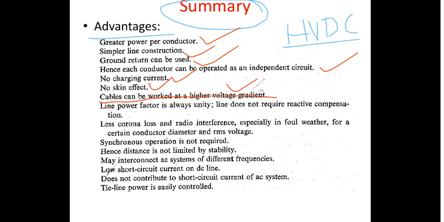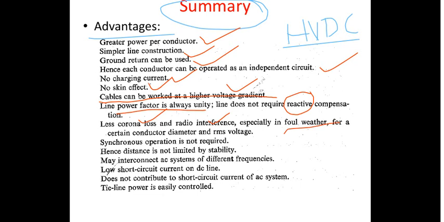Less corona loss, less radio interference, especially in foul weather for a certain conductor diameter and RMS voltage, right? Whenever the weather conditions are not good, when the system is operated in extreme conditions, these are going to be really beneficial, right? Then the synchronous operation is not required because your frequency does not come into picture at all, right? So it will always operate at a DC level.